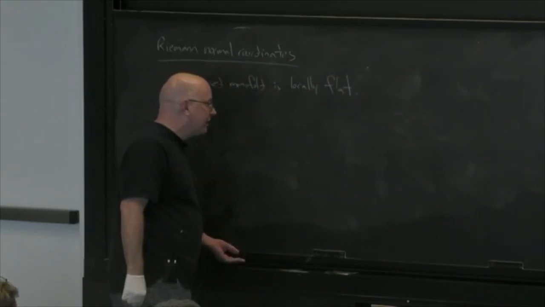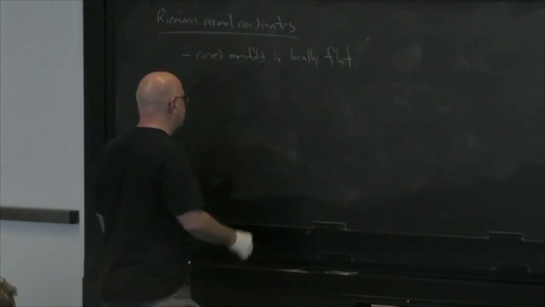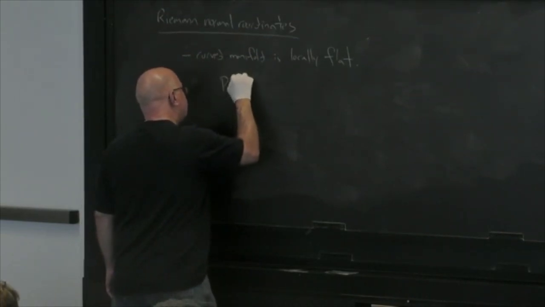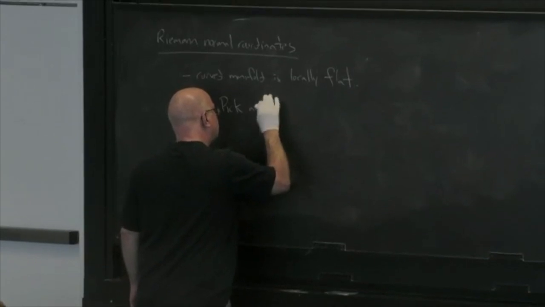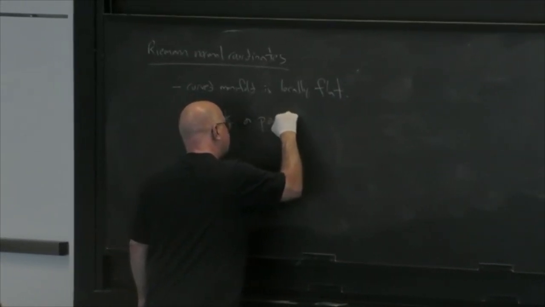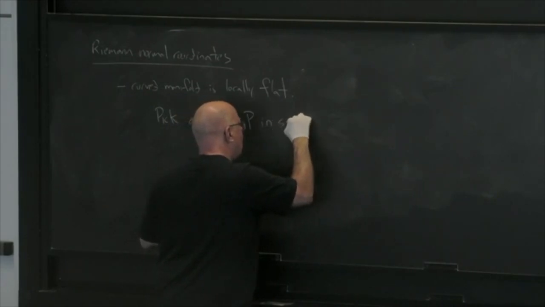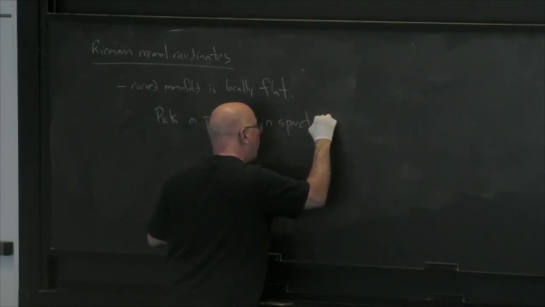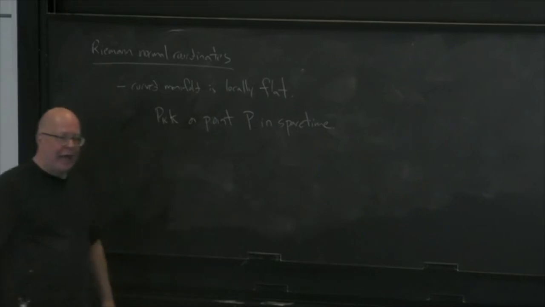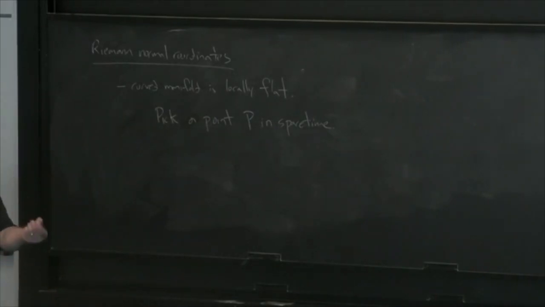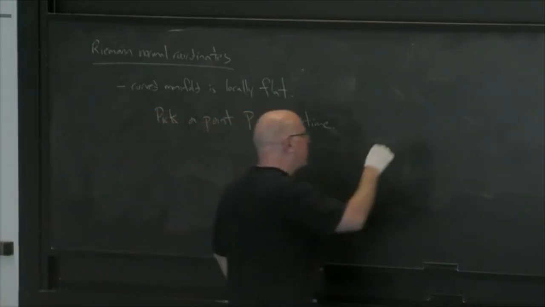So what it means, in precise terms, is this. We can always pick a point P in space-time, and that's going to be our reference point. And remember that a point in space-time here is a point in space at a moment of time. So we really pick a moment of time and a position in space. So here's our point P.